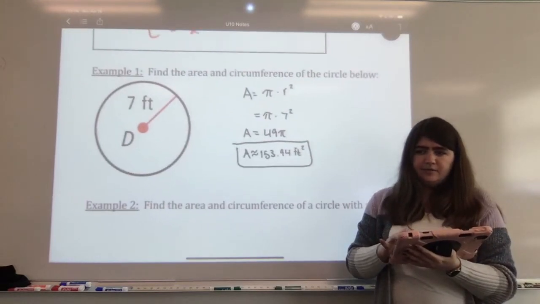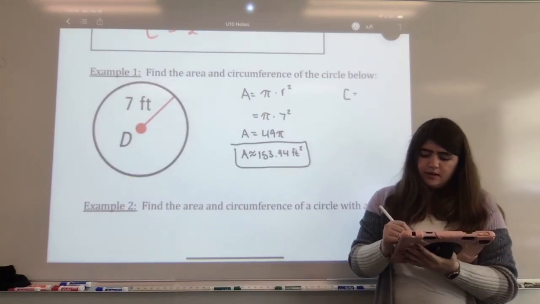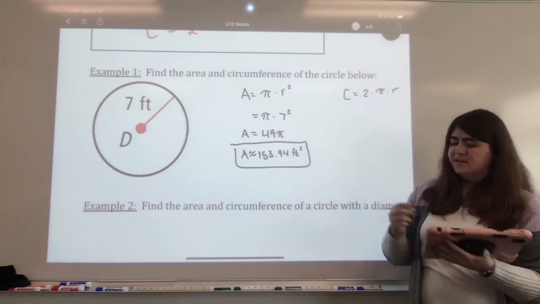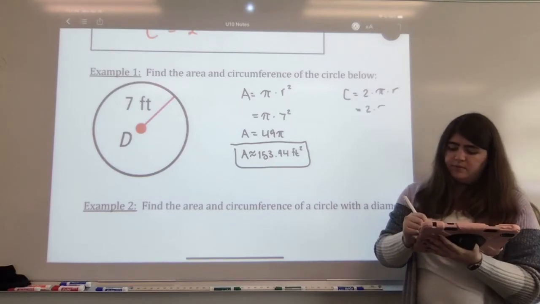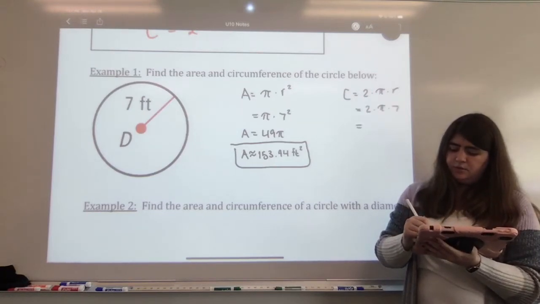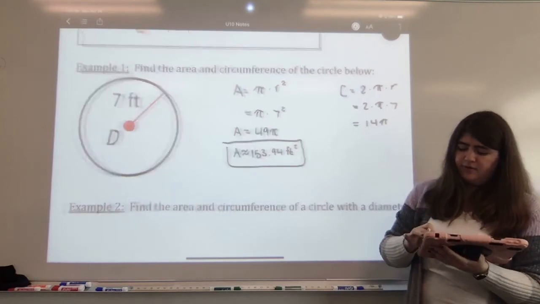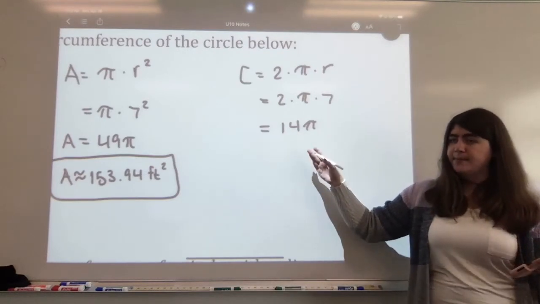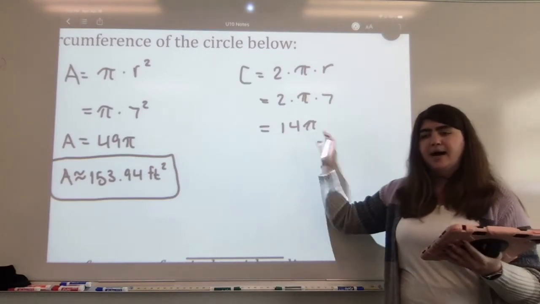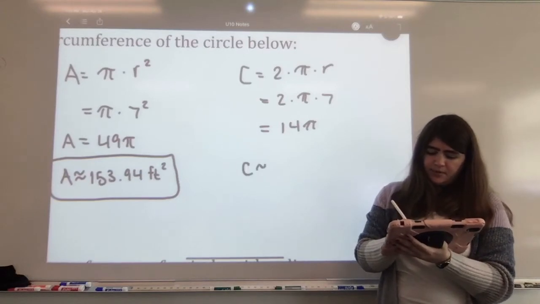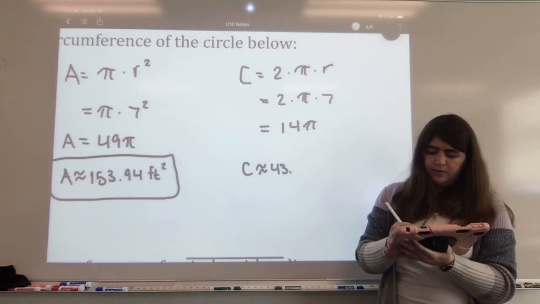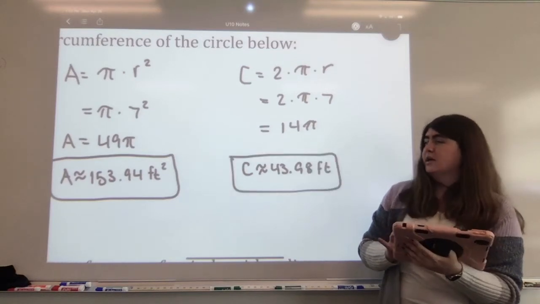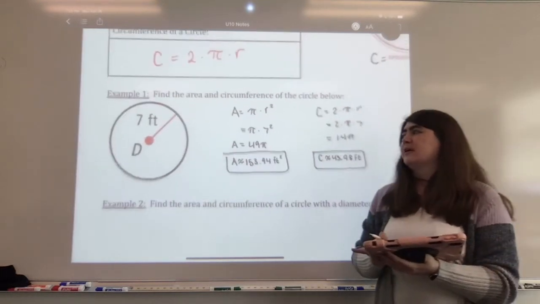Alright, next we have circumference. Our circumference formula is 2 times pi times the radius. So our radius is, once again, 7. So I have 2 times pi times 7, which is equal to 14 pi. 2 times 7 is 14. If I multiply that out, and I usually do press the pi button on the calculator, so 14 pi gives me that my circumference is approximately equal to 43.98 feet. Alright, so there's my area and my circumference. So that's what happens when you're given the radius.